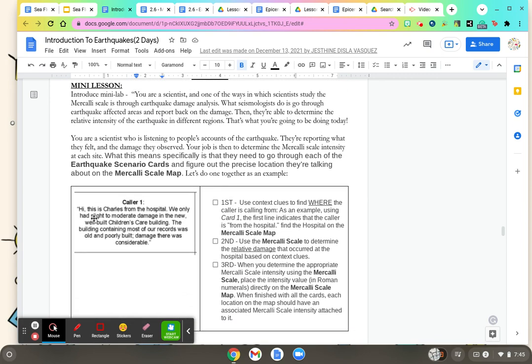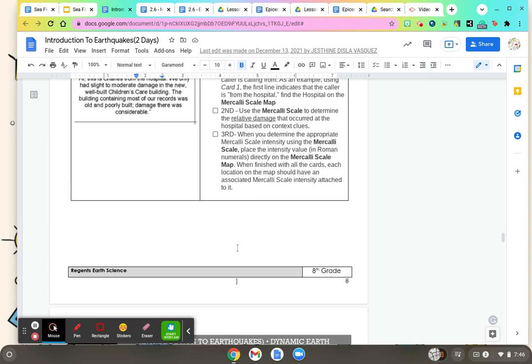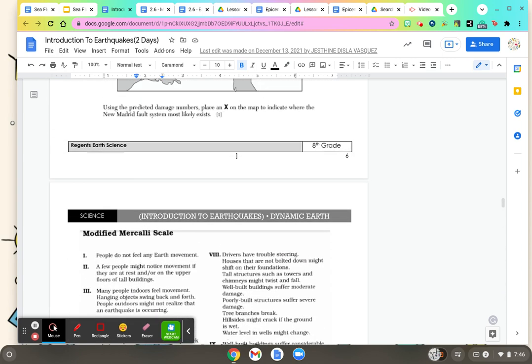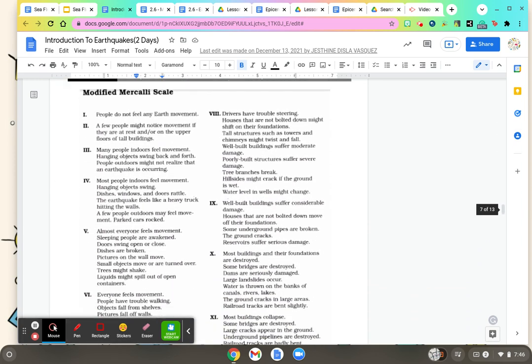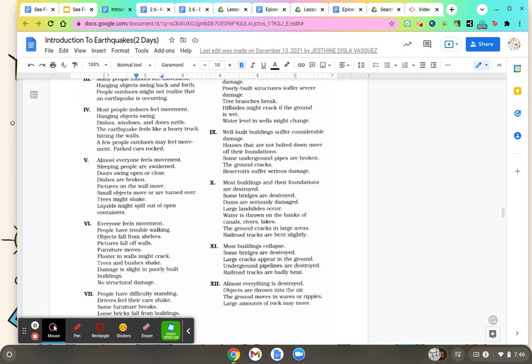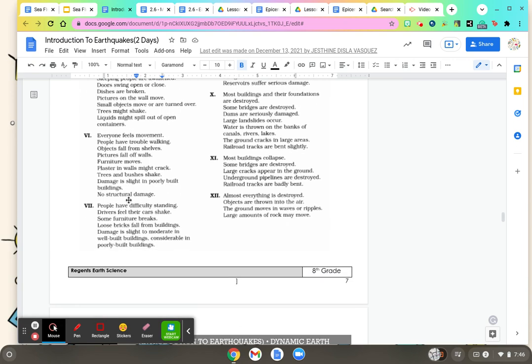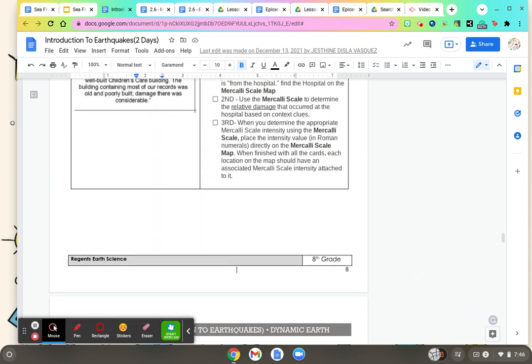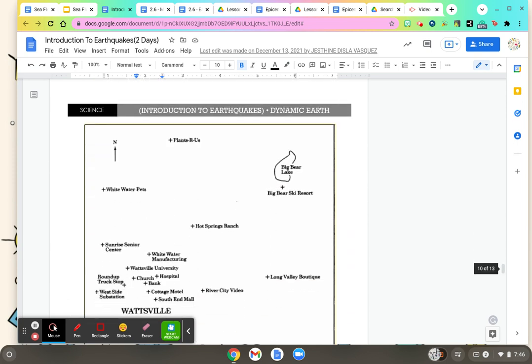So for caller 1: "Hi, this is Charles from the hospital. We only had slight to moderate damage in the new well-built care building. The building containing most of our records was old and poorly built. Damage there was considerable." So I would go back and look on the Mercalli scale to see where this would match. If buildings were moderately damaged, which one of these would I put on my map? Okay, so you're going to do that for all of them.